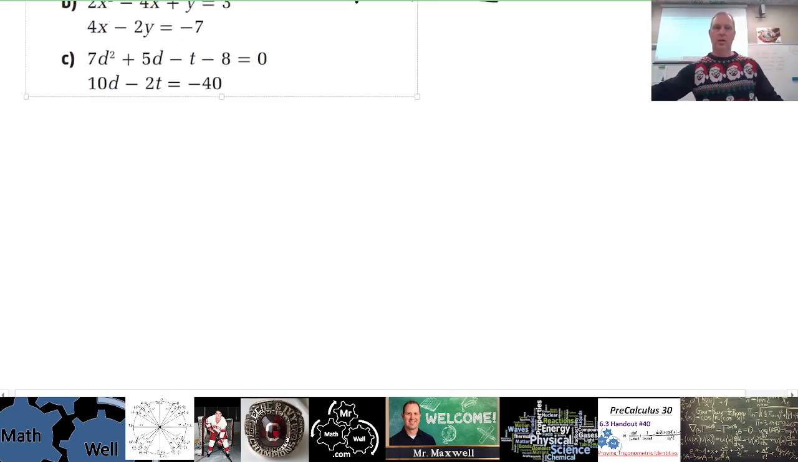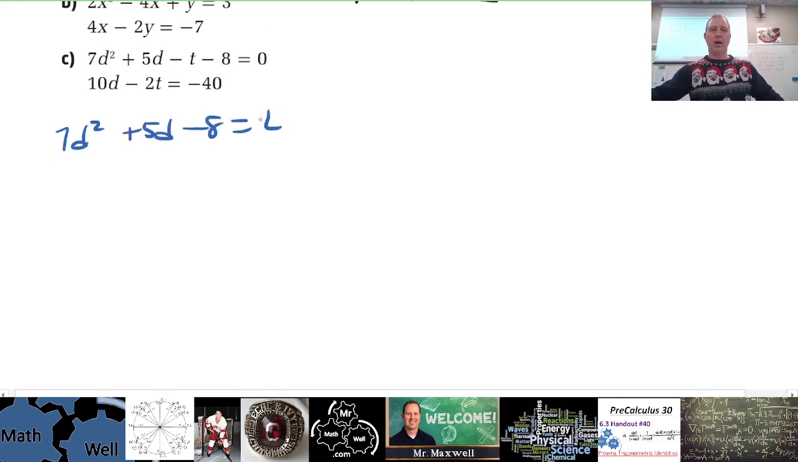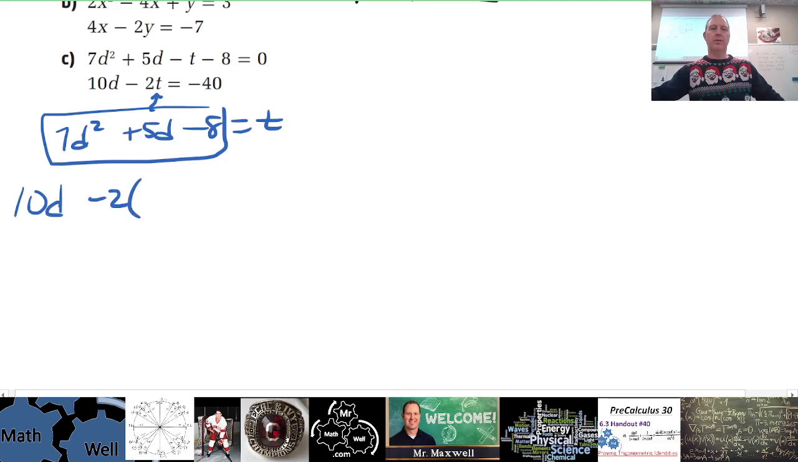Okay. So substitution, what's easiest to substitute? Well, probably if I get this t over to the other side, that's pretty easy to do. So 7d squared plus 5d minus 8 equals positive t. You see that? So this is what t equals. I'm going to put t into the second equation there. So the second equation is going to look like this. 10d minus 2 times what? Well, 2 times all of this, 7d squared plus 5d minus 8. It's a simple substitution just of three terms there.